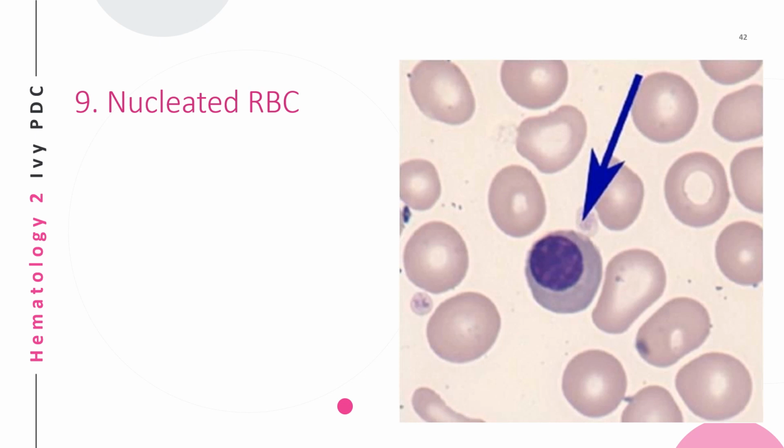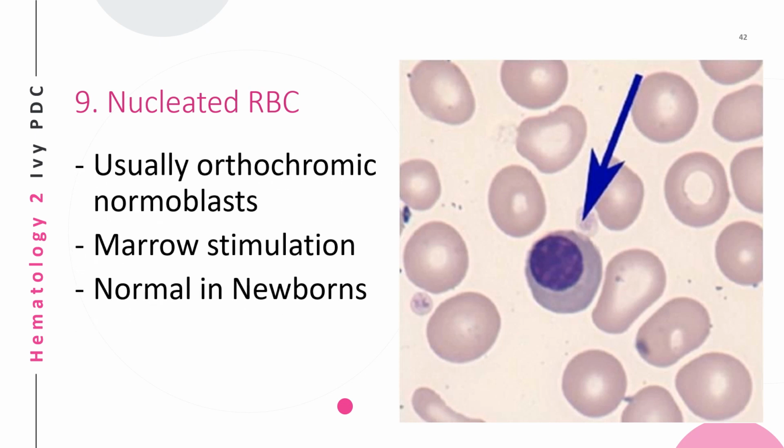The next type of cell is a nucleated red blood cell. These are usually orthochromic normoblasts. So these are immature red blood cells that may be seen in the peripheral blood smear. These are usually seen when there is marrow stimulation, when the marrow finds a need to produce more blood cells. This is normally seen in newborns.